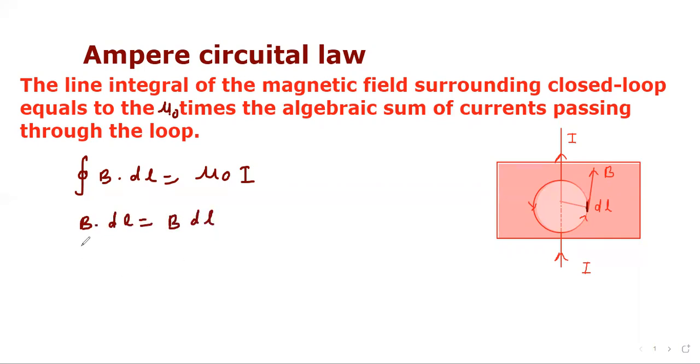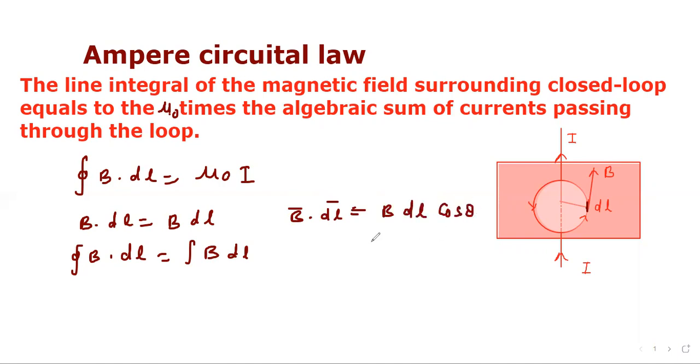So we can say integration B dot dl equals integration B dl, because B dot dl will be equal to B dl cos theta, and theta is 0 degrees, so that will give B dl, which is equal to B times integration dl.